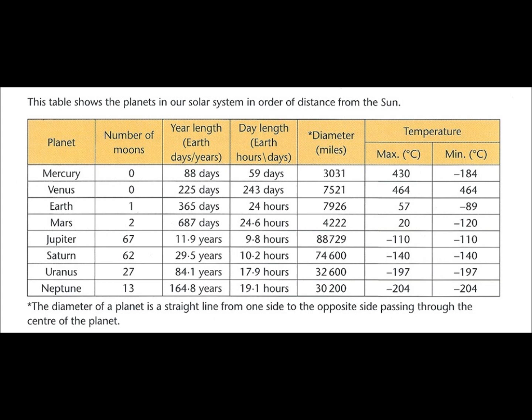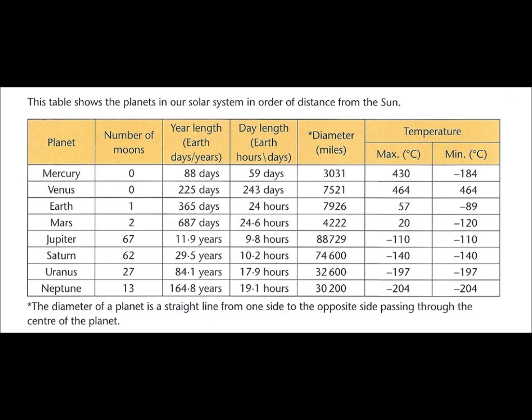How many planets have a shorter day than Earth? Now again, how many? So the answer we're looking for is a numerical value, a number. So let's find the day length for Earth. And we'll see that it's 24 hours. So we're looking for values less than 24 hours.